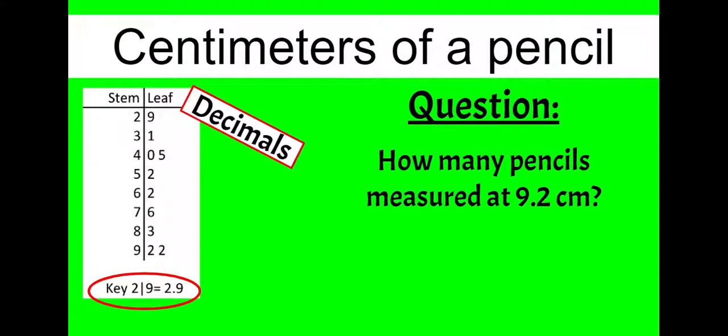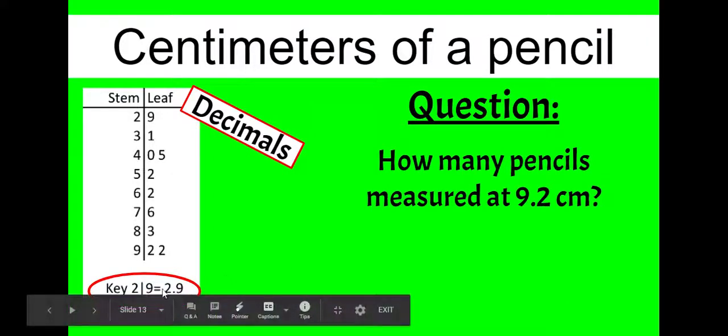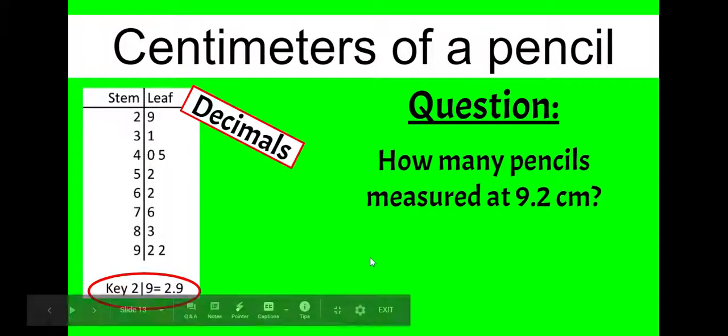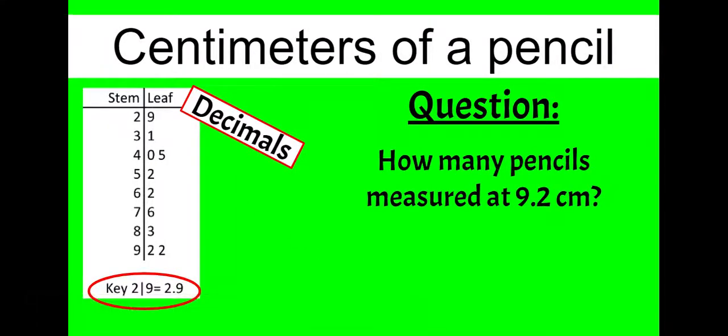Okay, this one's a little bit different. This one's we measured centimeters of a pencil. So found different pencils around the classroom and we measured the length of them in centimeters. And my key tells me that we're going to be focusing on a decimal. So when I see this line down here in the middle, that's going to be my decimal. So one of the pencils measured at 2 and 9 tenths. Another one measured at 3 and 1 tenth. One measured 4 and 0 tenths. Another measured 4 and 5 tenths. How many pencils measured at 9 and 2 tenths centimeters?